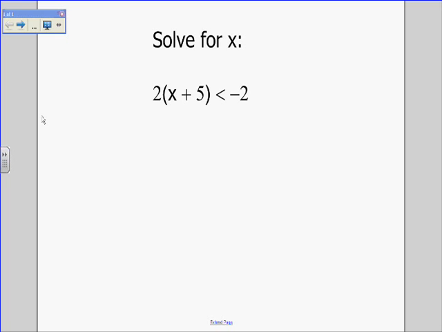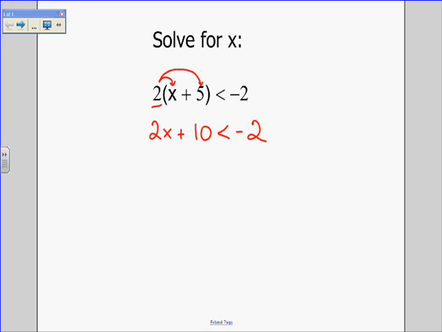The first thing we notice is that we have a 2 outside of the brackets here, and our bracket has our x inside of it, so we know we need to do something to either remove that 2 or expand the bracket. So I'm going to expand this bracket. I'm going to multiply the 2 by both terms inside of the bracket. And it is really important that we multiply by both terms. So we end up with 2x plus 10 is less than a negative 2.